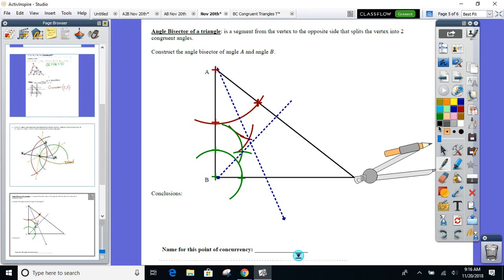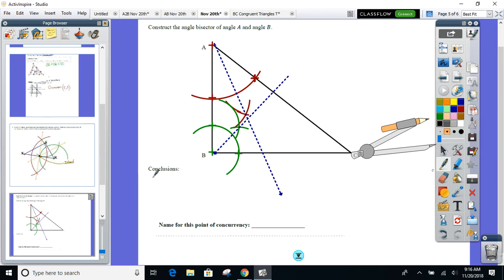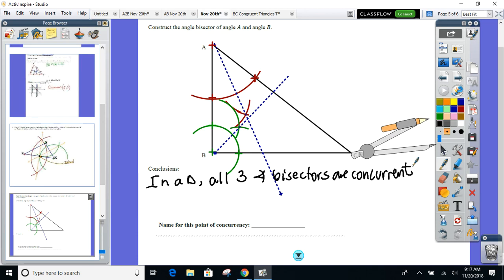How's ours looking? Right around the same spot in your triangles? Because I know we were going to run out of time, I'm not having you do the third one. But if we were to do the third one, if we were to bisect this angle over here, guess, predictions. All three angle bisectors would be, let's use the word, concurrent. Yes, so there's the conclusion we're going to make. In a triangle, all three angle bisectors are concurrent. Just like the perpendicular bisectors, where the angle bisectors all meet at the same point.